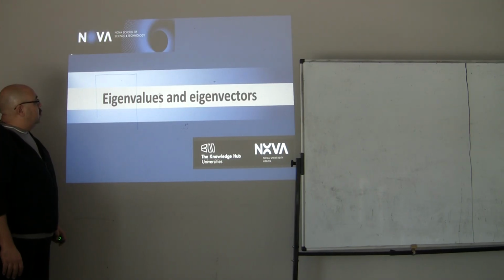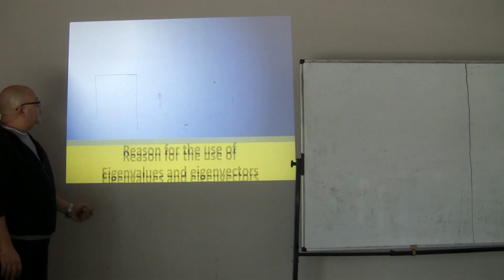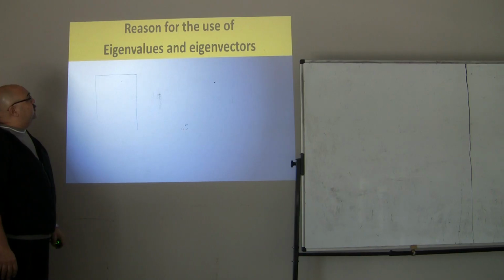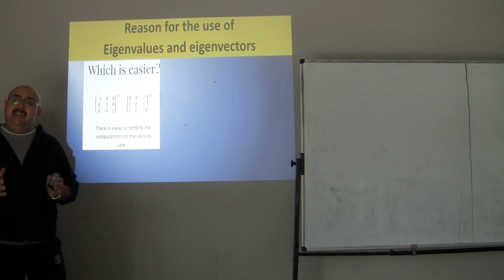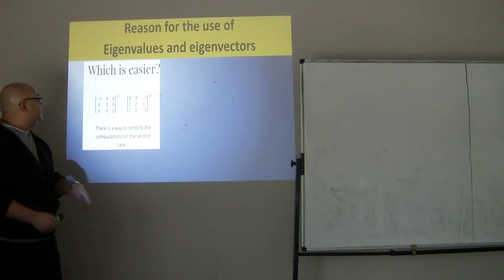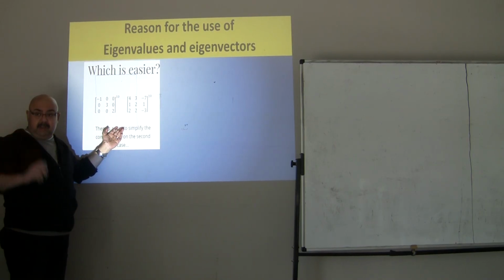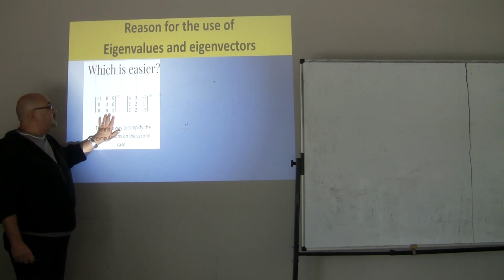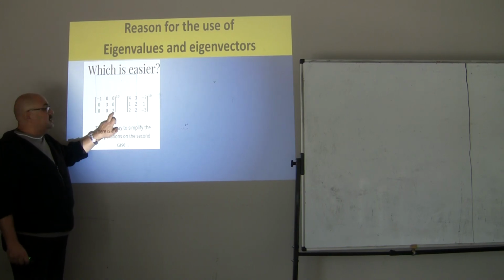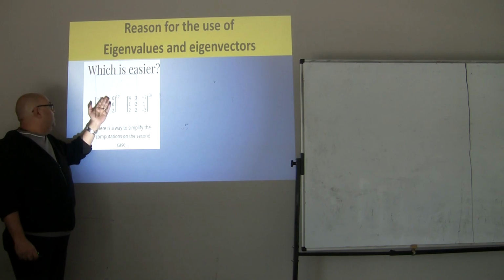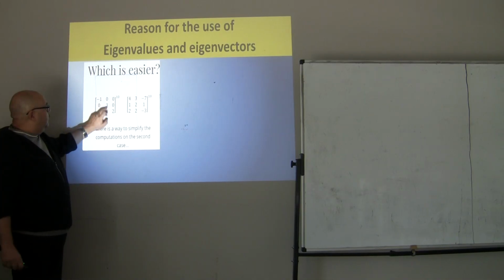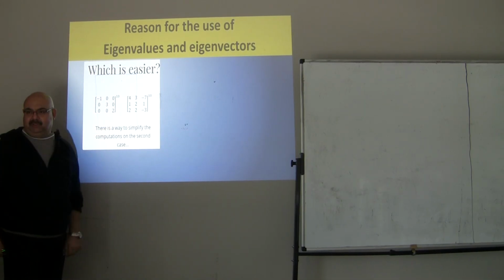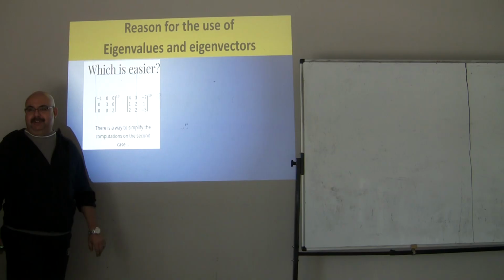Okay, let's skip those slides just in a second. The reason for the use of eigenvalues and eigenvectors is the simplicity of dealing with matrices if they are in diagonal form. For example, if I have this matrix, which as you can see is a diagonal matrix, and it is to the power of 10, it's really very simple to evaluate, because simply it will be negative 1 to the power of 10, 3 to the power of 10, 2 to the power of 10, according to the multiplication process.